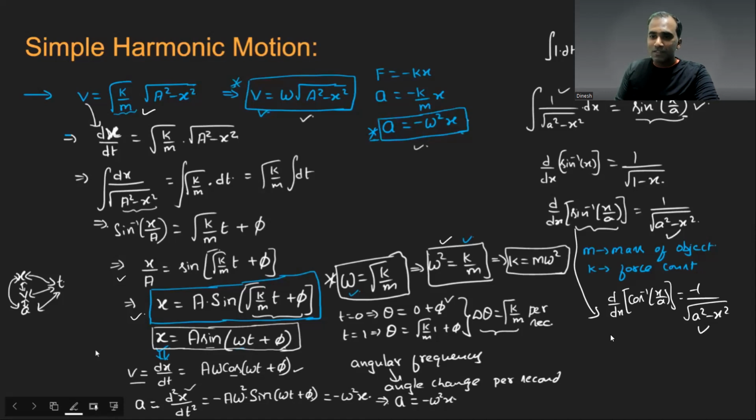So that's why you don't think that there should be only sine only, x equal to a sine omega t plus phi. No, not required. You can write it as a cos omega t plus phi also. Okay, I hope you're following.